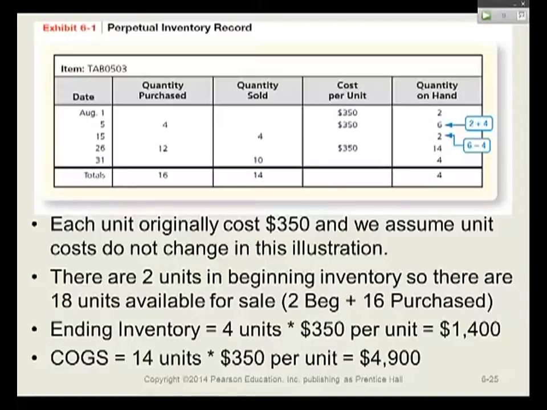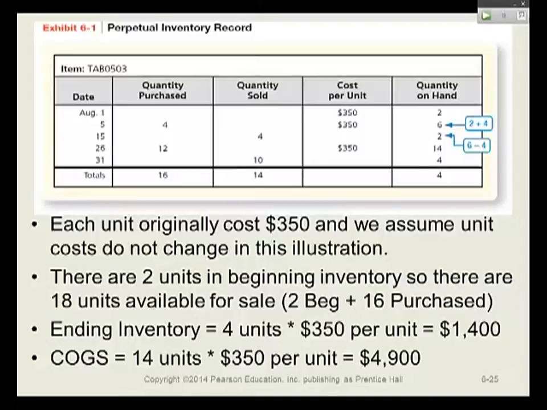So if we take a look at this situation, this is where we've got a constant unit cost. You bought units at the same price throughout the year. Your beginning inventory had 2 units at $3.50. Then you go out and purchase 4 units at $3.50. Now you've got 6 at that same price. Then later in the period, on August 26th, you buy 12 more units, still at $3.50. And of course, you've got 14 in inventory, and then when you sell them, you've got 4 left.